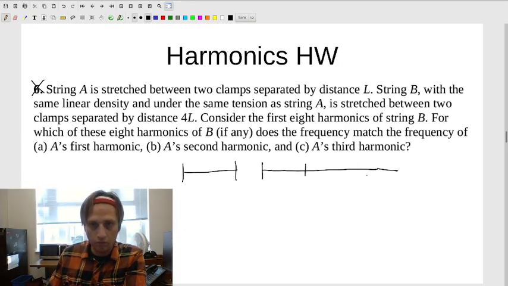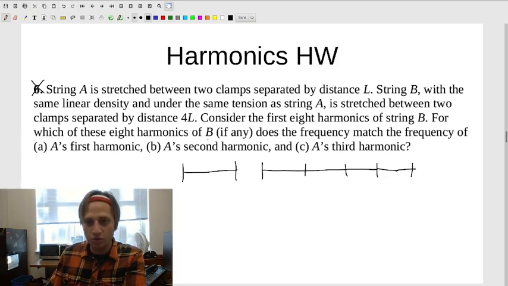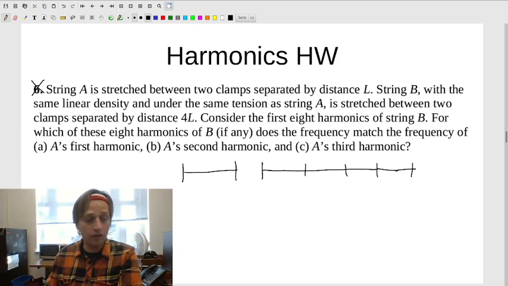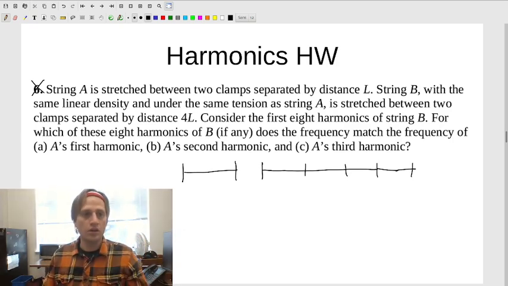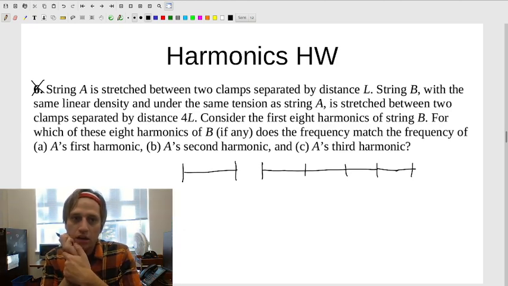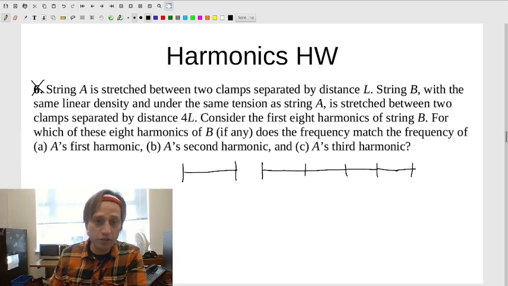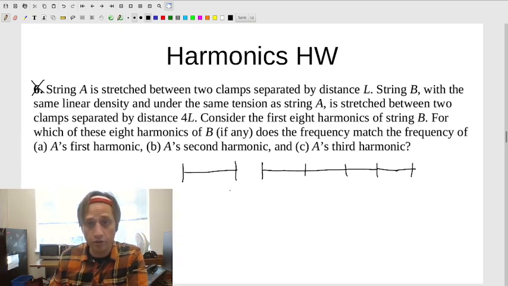So 1, 2, 3. 1, 2, 3, 4. Then it says, consider the first 8 harmonics for string B. That means when you do this homework, you're going to have to draw out all 8 of those pictures. For which of these harmonics, if any, does the frequency match the frequency of A's first harmonic, A's second harmonic, and A's third harmonic?